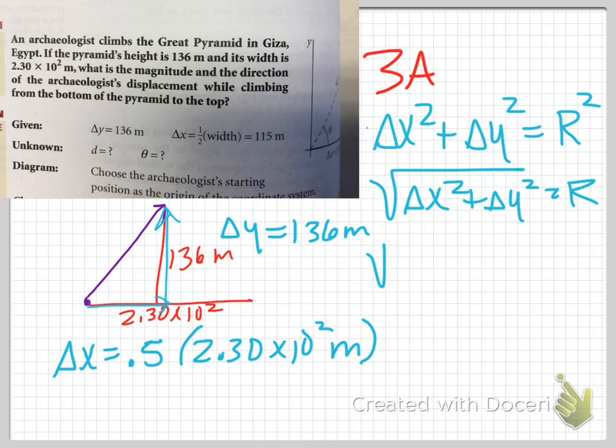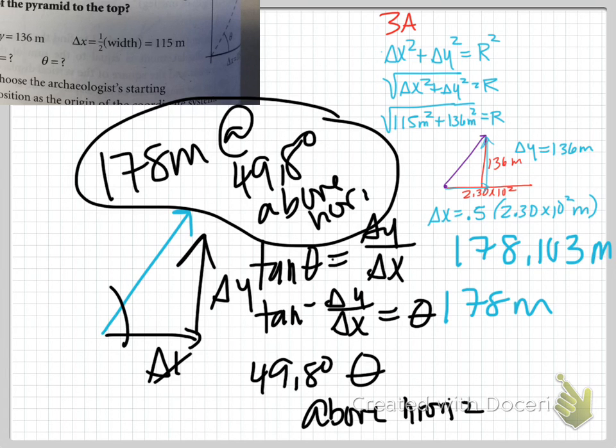115? Yeah. So square root of 115 meters squared plus 136 meters squared gives us our resultant. What is it? Okay, so 178 at 49.8 degrees above the horizon. Oh, look at that, a real calculator. Who knew?